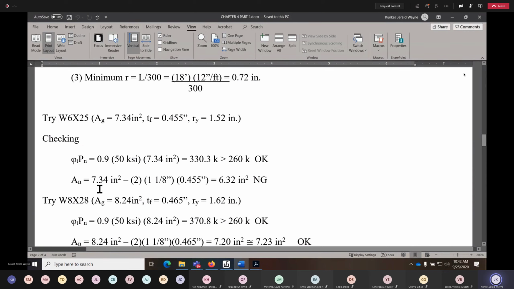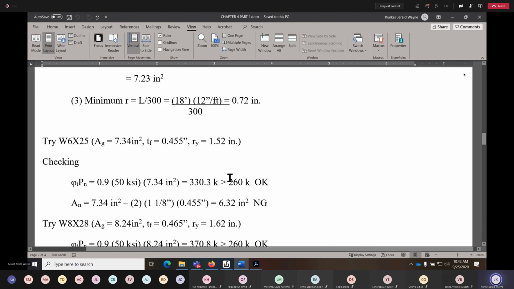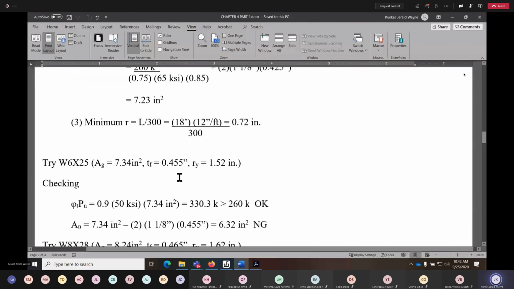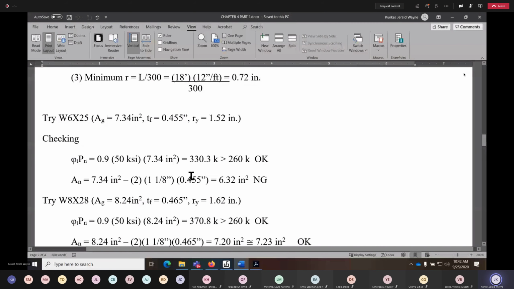So the net area becomes 7.34 square inches minus the area of the two holes. That's 6.32 square inches, and that's no good because right here it says in step 2 we have decided we need a minimum net area of 7.23 to make this member work, and 6.32 doesn't get us there. So now we're screwed. Now we need to go back to the steel manual.